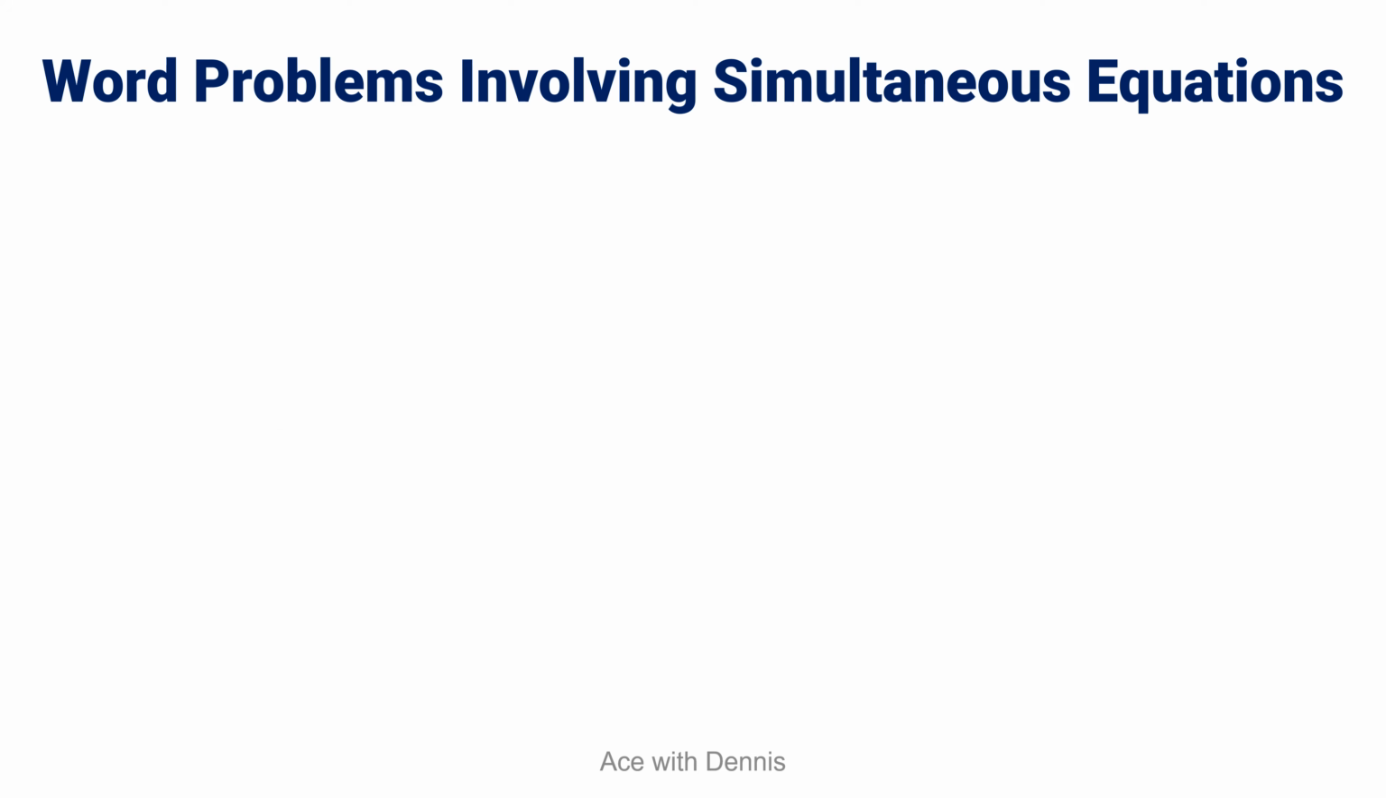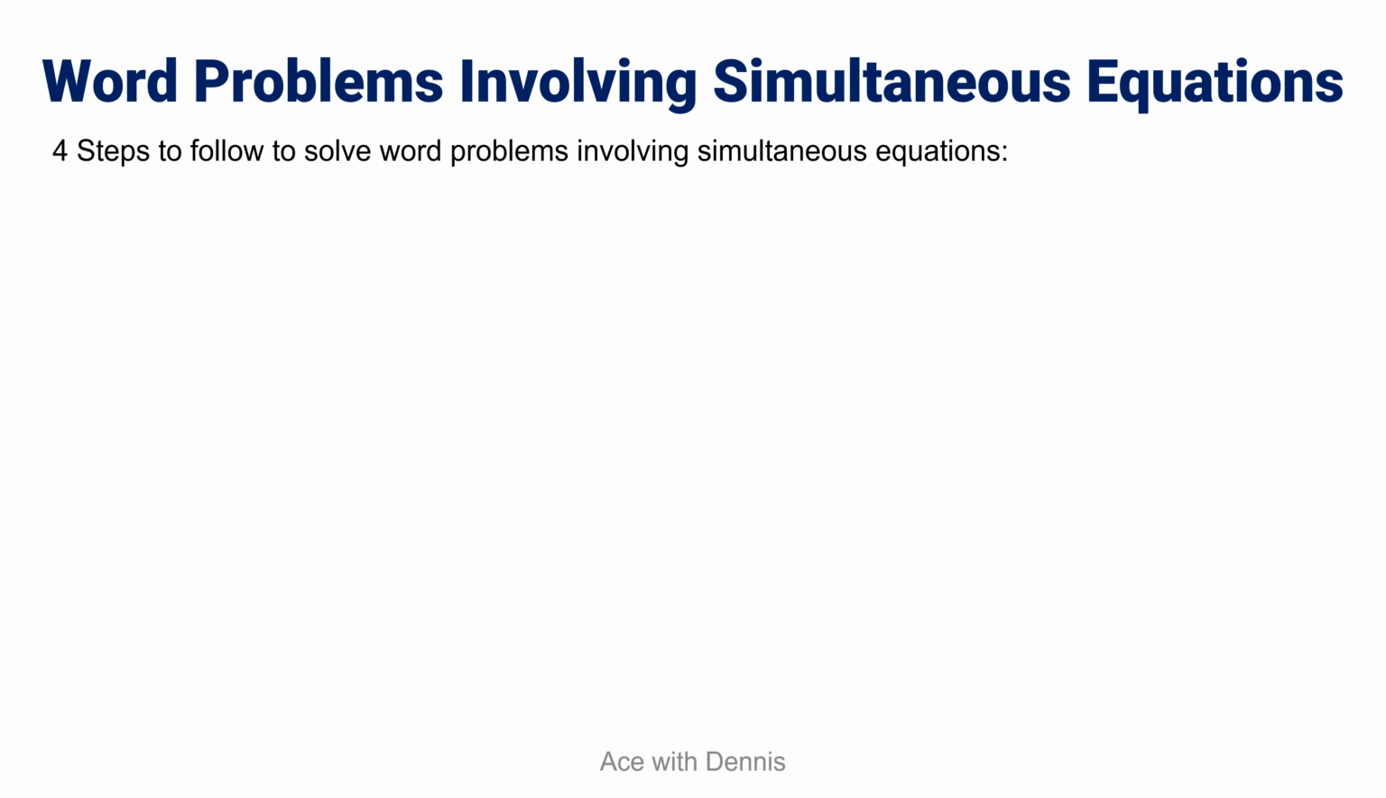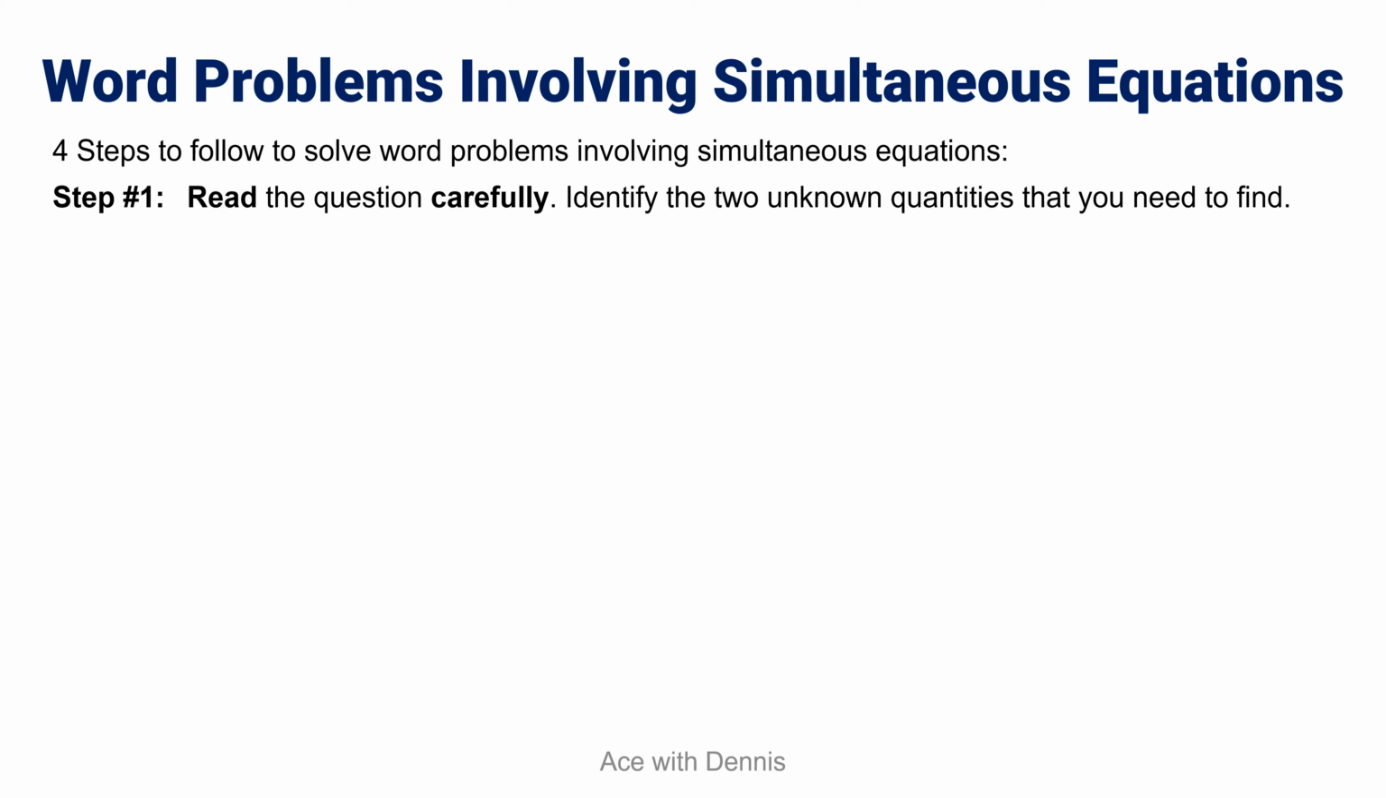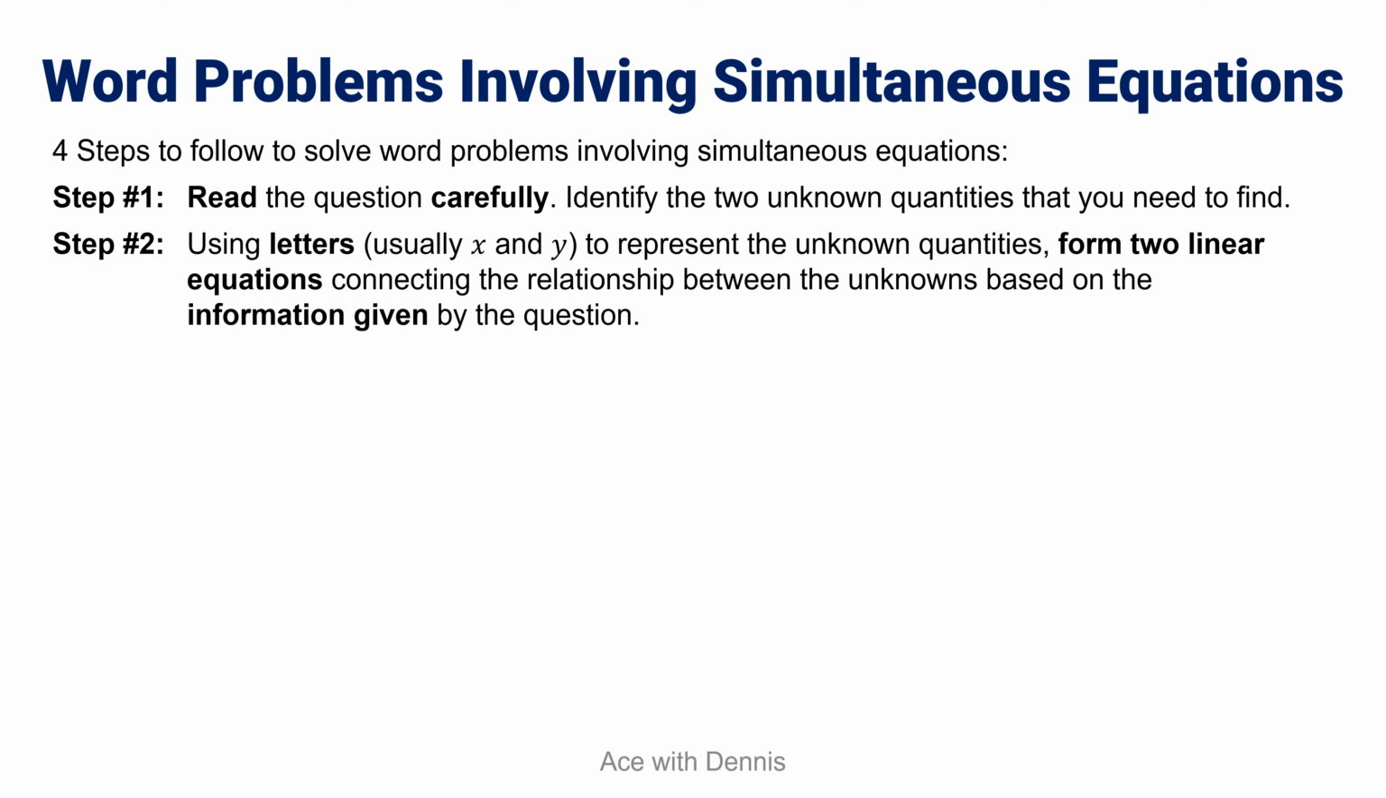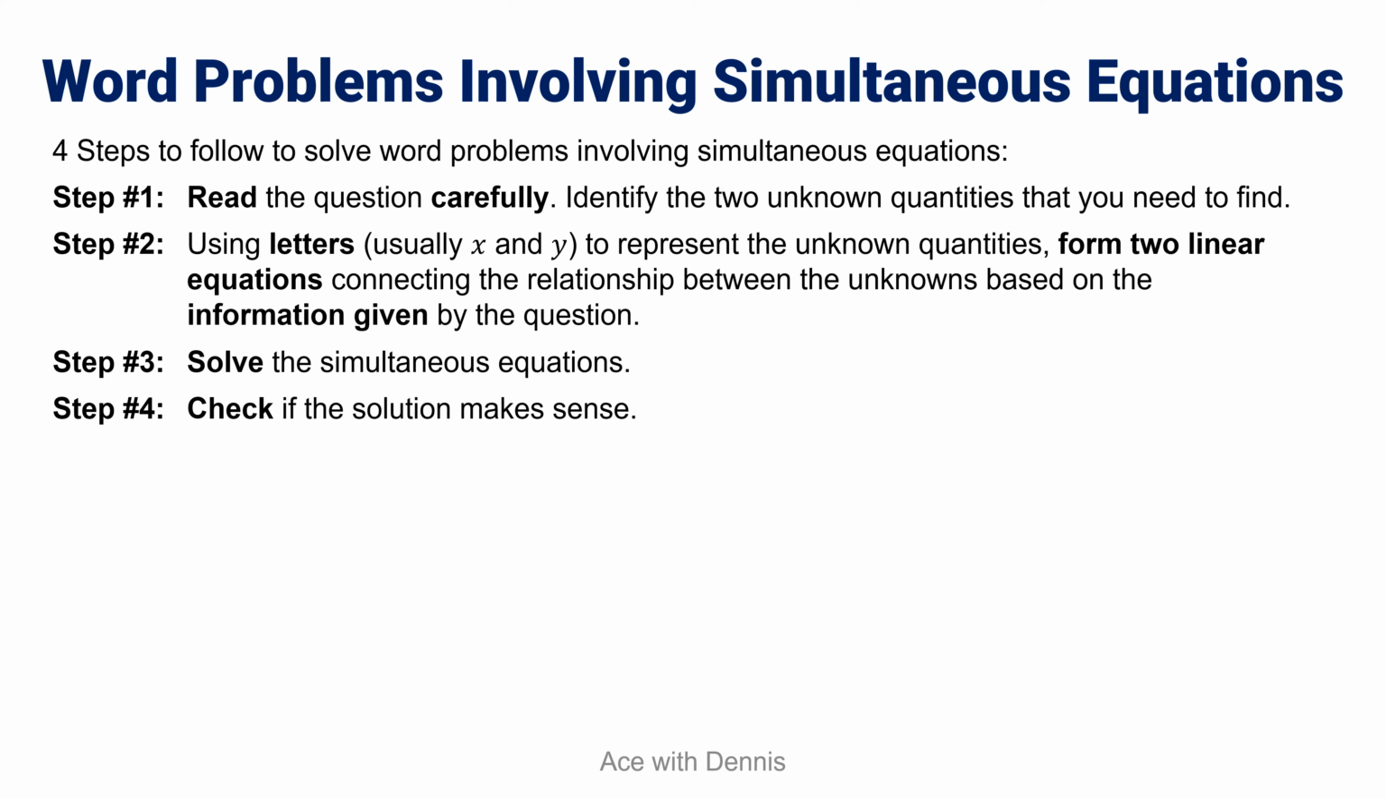Now we come to the last part of this chapter, word problems involving simultaneous equations. There are 4 steps to follow. Step number 1, read the question carefully and identify the 2 unknown quantities that you need to find. Step number 2, use letters, usually x and y, to represent the unknown quantities. We form 2 linear equations connecting the relationship between the unknowns based on the information given by the question. Step number 3, we solve the simultaneous equations. And step number 4, check if the solution makes sense.